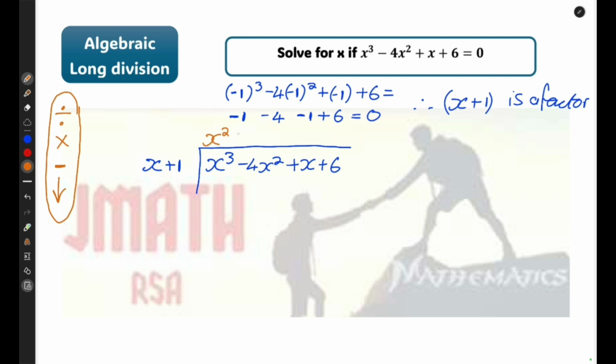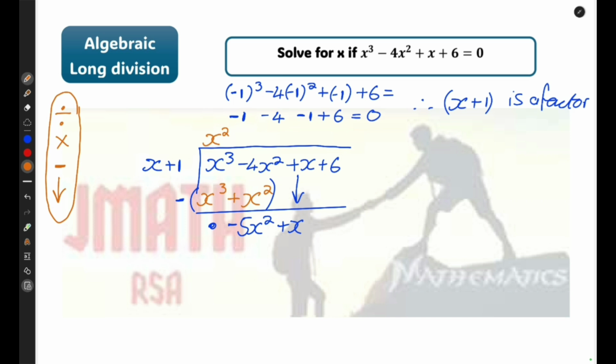Now I need to multiply. So I'm going to say x squared multiply by this whole factor in front. Okay, so if I say x squared times x, it gives me x cubed. X squared times 1 gives me plus 1x squared. Now I'm going to minus. See what I have left. X cubed minus x cubed gives me nothing. Minus 4x squared minus x. Okay, because remember I'm minusing, so must put it in a bracket and a minus in front. Minus 4 minus 1 gives me minus 5x squared. Now I must bring down, and that's just a plus x.